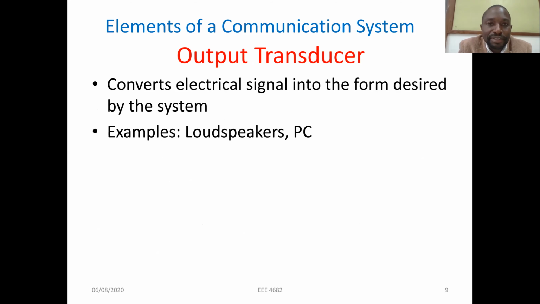The output transducer converts electrical signals into the form desired by the system. If you're talking of a radio receiver, once the information is received, the output transducer will convert the radio waves into an electrical signal, and again, from an electrical signal will be converted into sound, from the source. So we have several examples of transducers. A loudspeaker is an example of a transducer. A laptop or a PC is also an example of an output transducer.